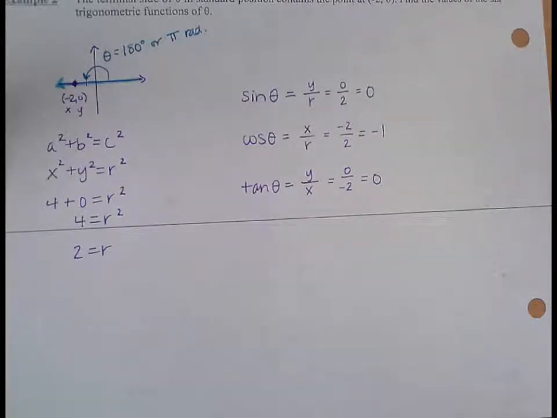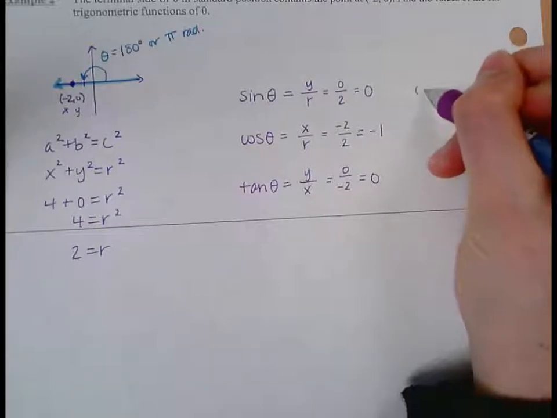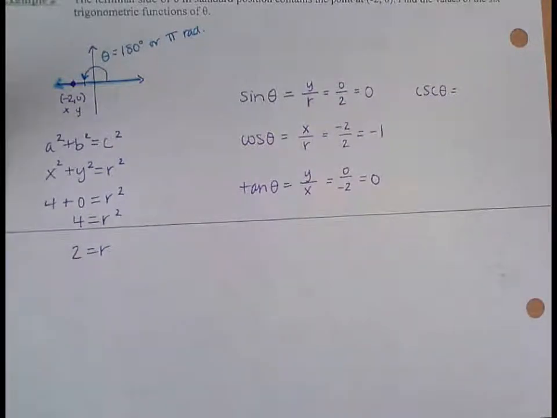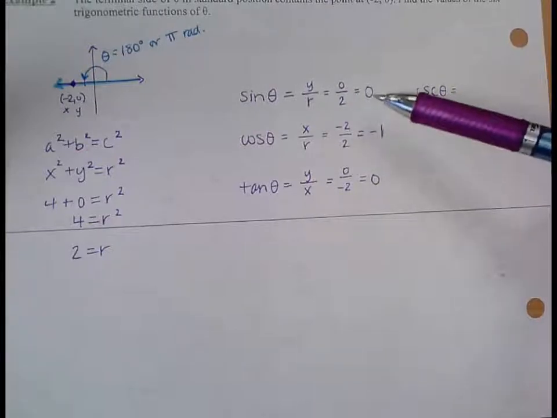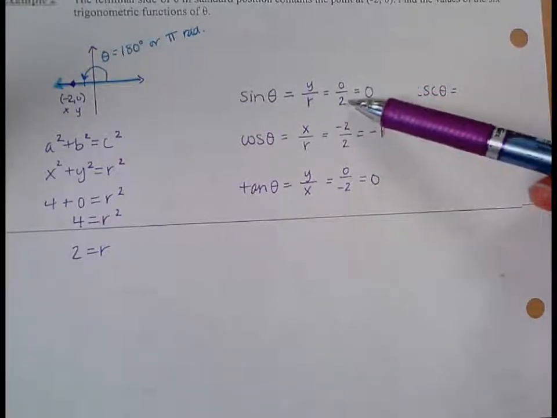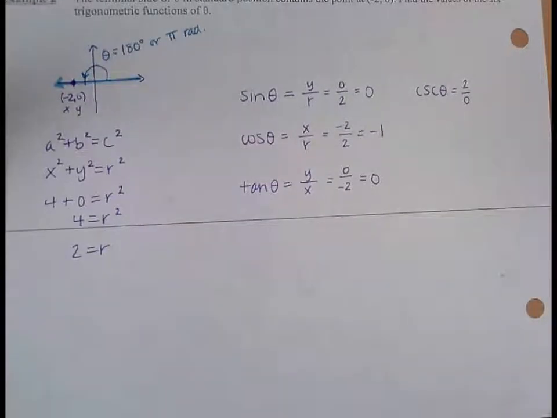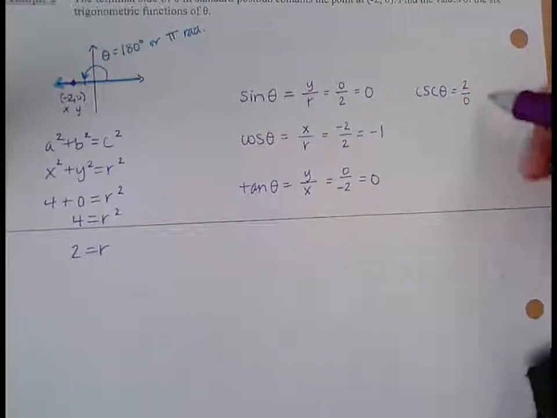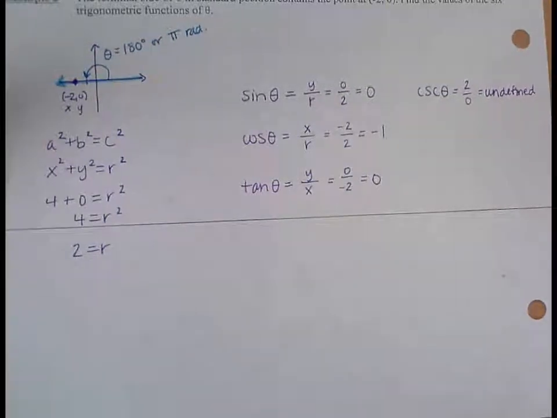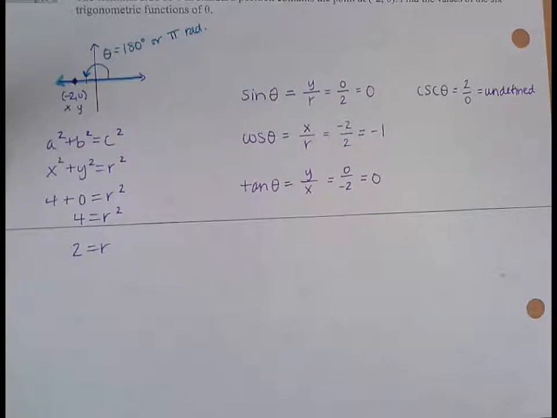Then I can find their reciprocals. The reciprocal of sine is cosecant of theta. Now I'm going to go back to when I had 0 over 2. So cosecant would be 2 over 0. What happens when you have 0 in the denominator? It's undefined. Yes, you can't divide by 0. So cosecant of theta is undefined. It doesn't exist. If you tried to find cosecant of 180 degrees in your calculator, you would get an error.